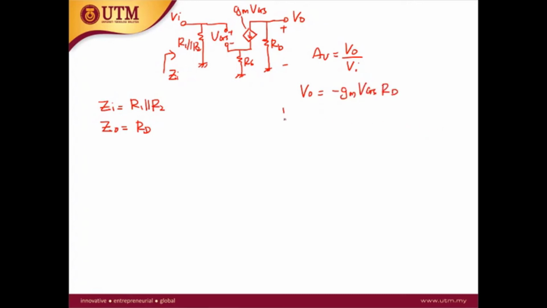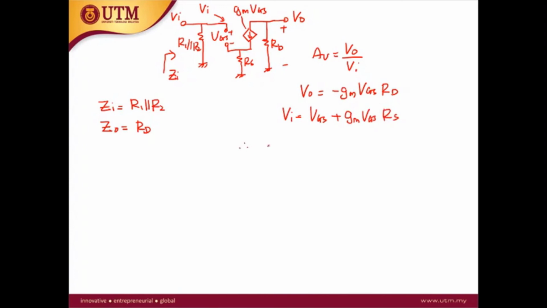For the Vin, Vin is the voltage at this point. This is also a Vin. So the voltage at this point will equal VGS. This is not grounded, so you need to add the voltage drop at the RS. The voltage drop at the RS, using Ohm's law, is the current times RS. The current at the RS is equal to gm VGS. So you have gm VGS RS.